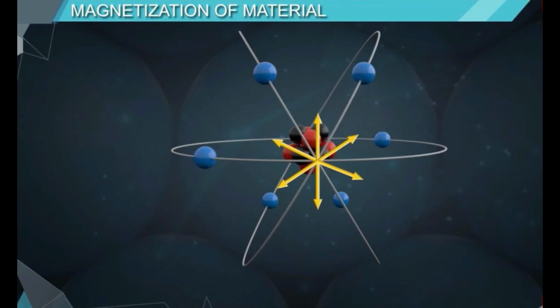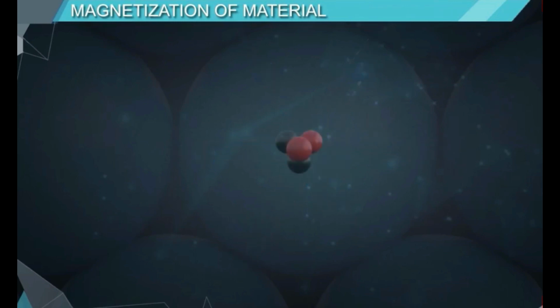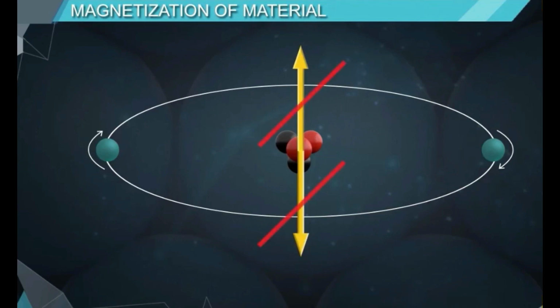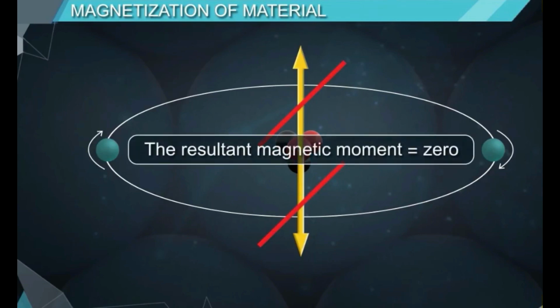Some atoms contain paired electrons in all their orbitals. For the sake of understanding, let us consider the helium atom, which contains only one pair of electrons. The paired electrons have orbital motion and spin opposite to each other. Due to this, the magnetic moments of paired electrons have the same magnitude but opposite direction. The magnetic moments would then cancel each other out, and the resultant magnetic moment will be zero.